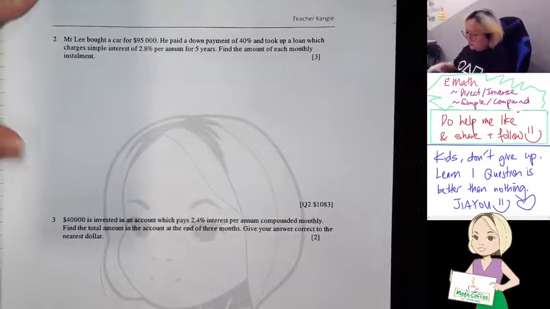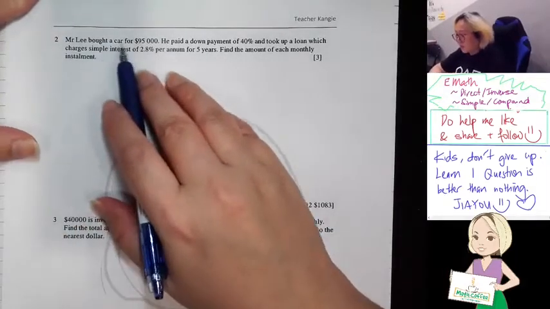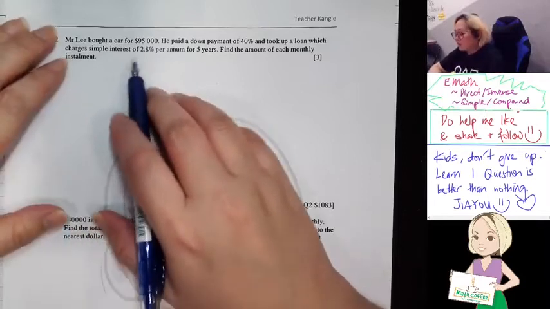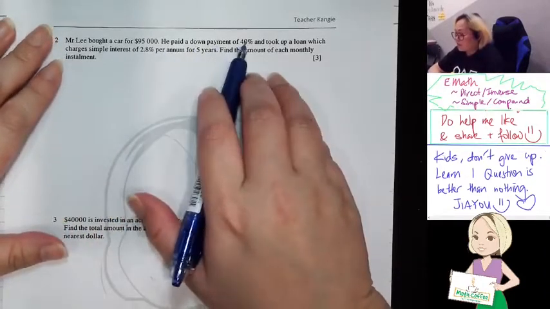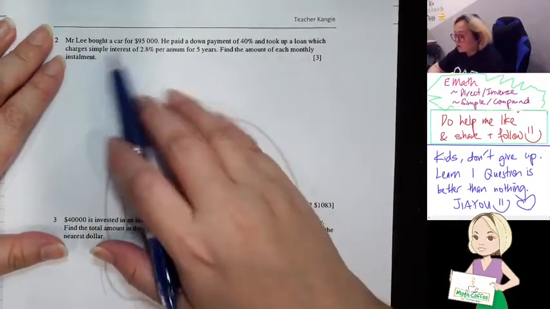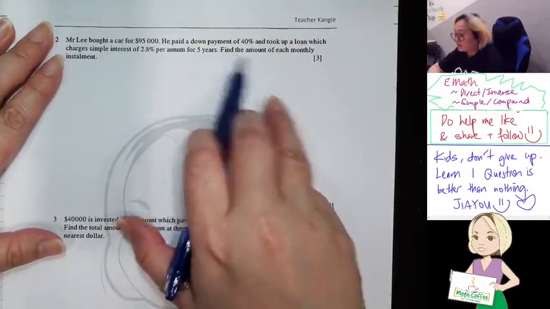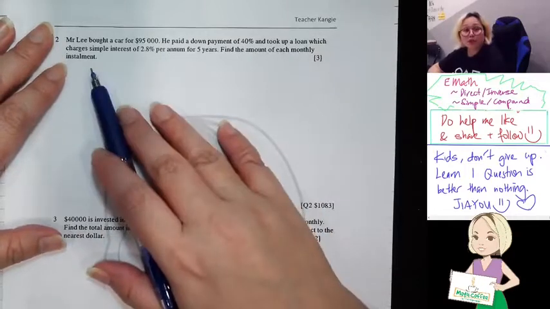Let's move on to the next. Mr. Lee bought a car for 95,000. He paid a down payment of 40% and took up a loan which charged simple interest of 2.8% per annum for 5 years. Find the amount of each monthly installment.